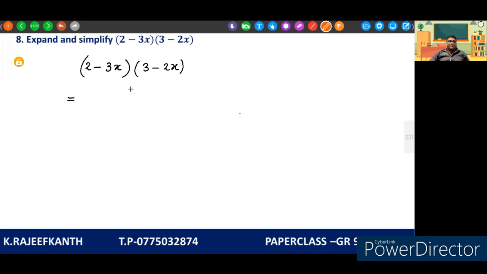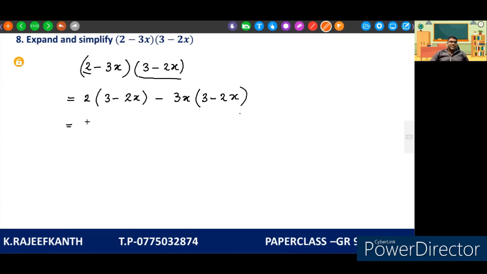So first we have to multiply the second expression by the first term of the first expression. Then 2 into 3 minus 2x. Here this is the first term of the first expression. Here the second expression is 3 minus 2x. Then minus, we have to multiply this 3 minus 2x by 3x. Then 3x into 3 minus 2x.